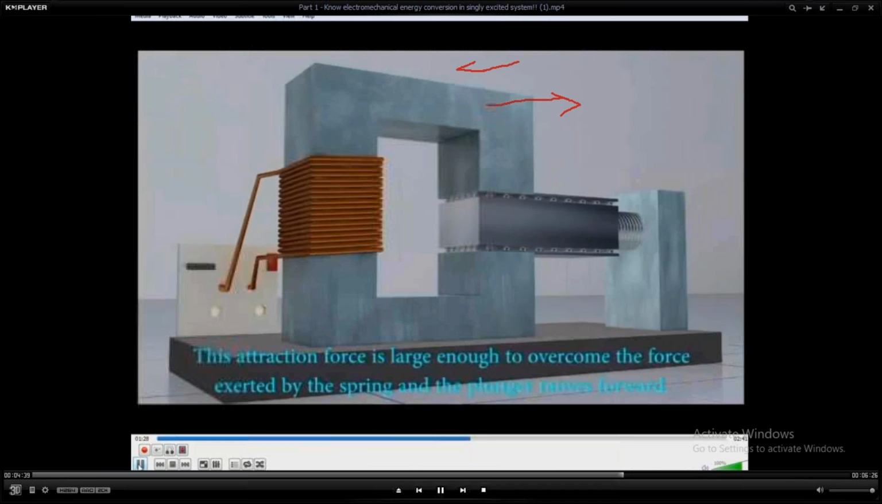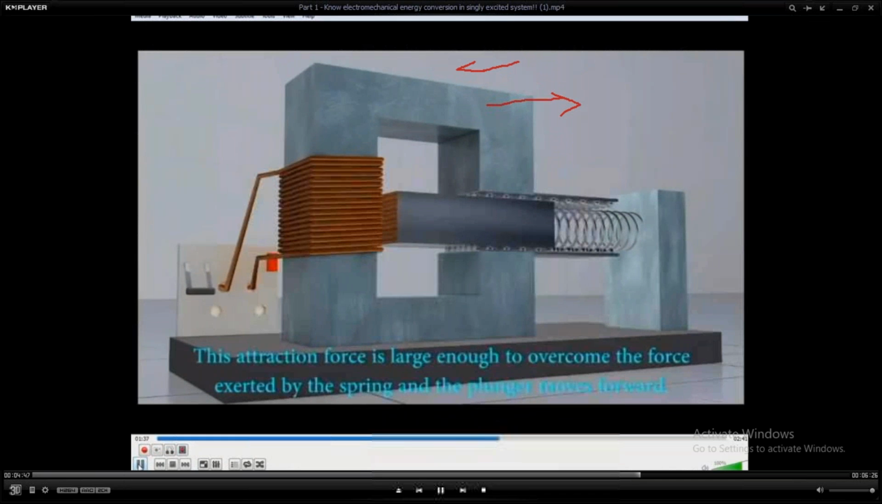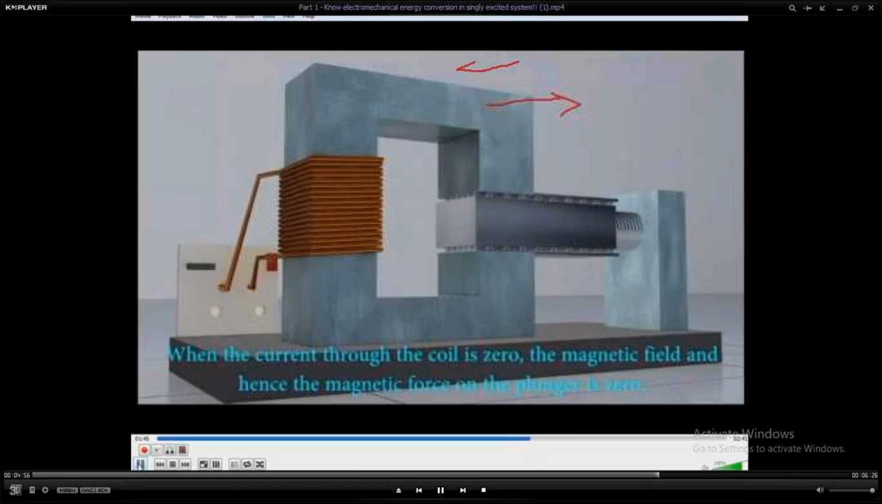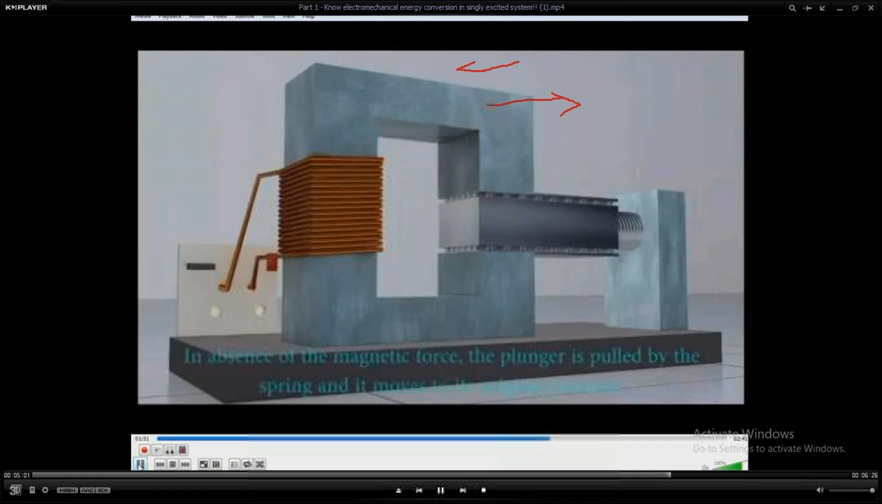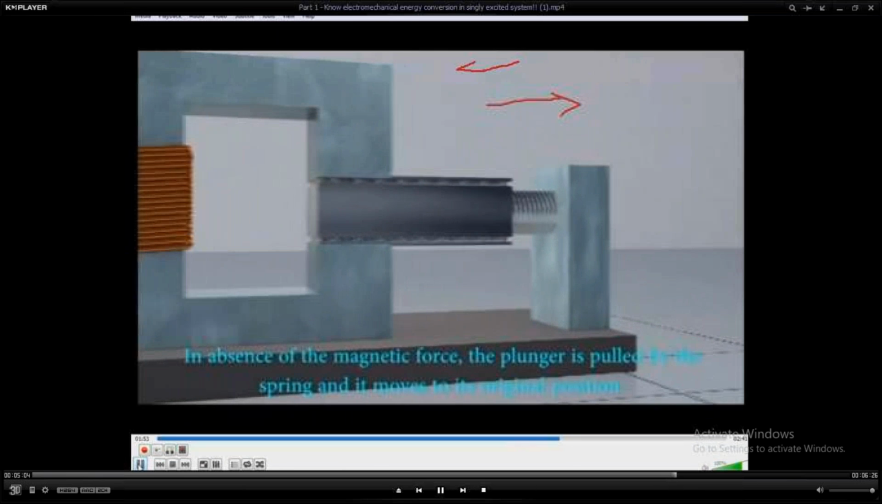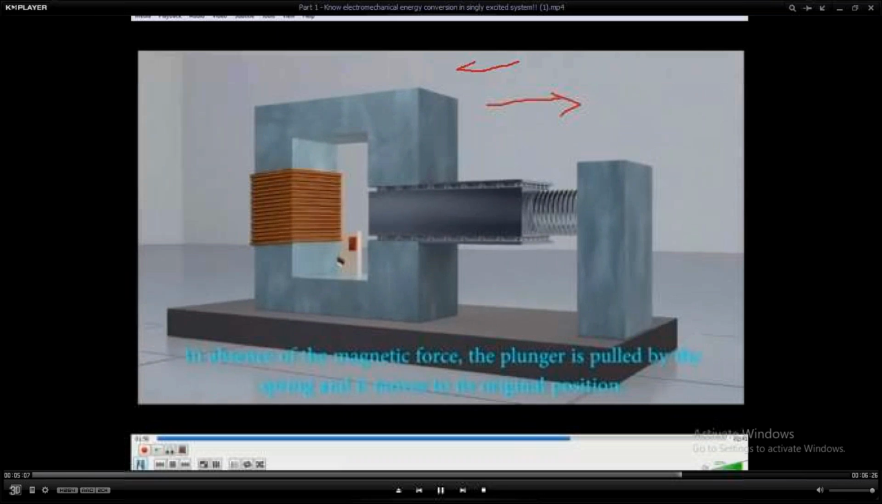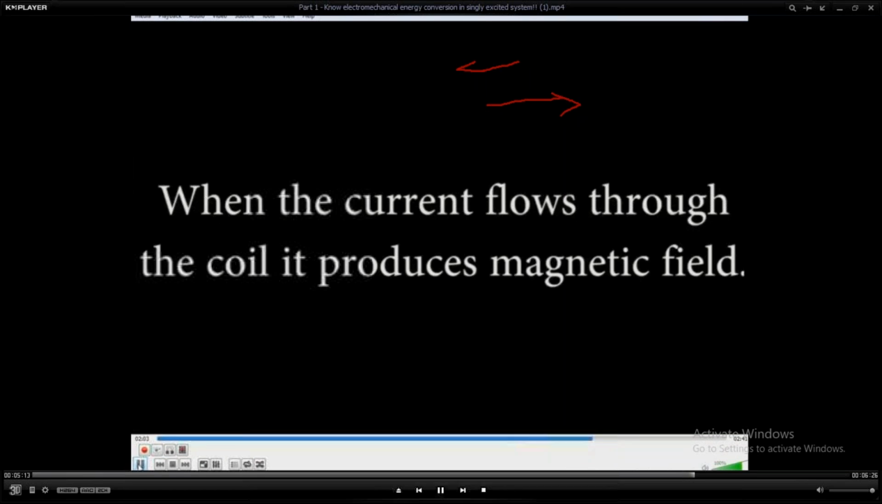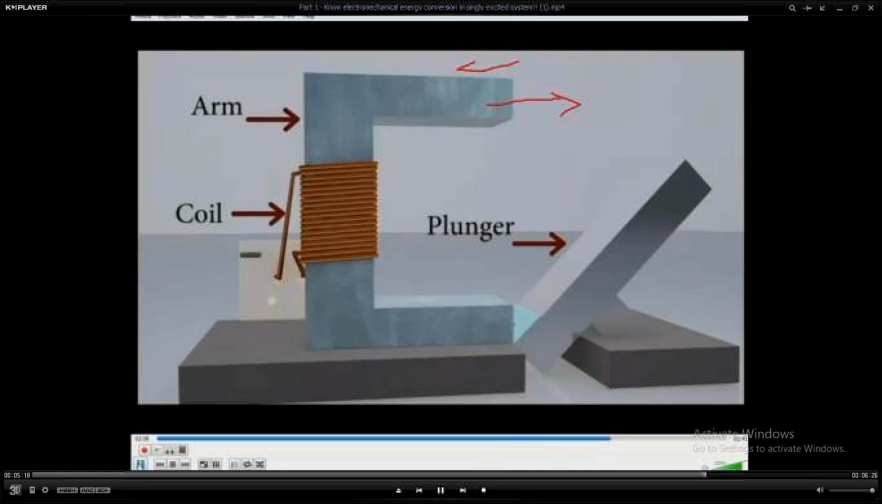Here, if we see very carefully, as the current is turned on through the coil, the moving plunger would start to move, and in the process it would expand the spring. As long as the current exists, the magnetic force will keep the plunger in its position. When we release the current, the spring would come back to its original position and pull the plunger back. So this is again a mechanism which produces linear motion. Similar to the previous case, this is also a singly excited system because we have one coil.